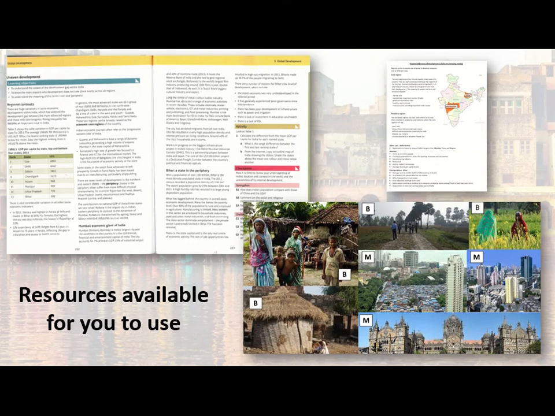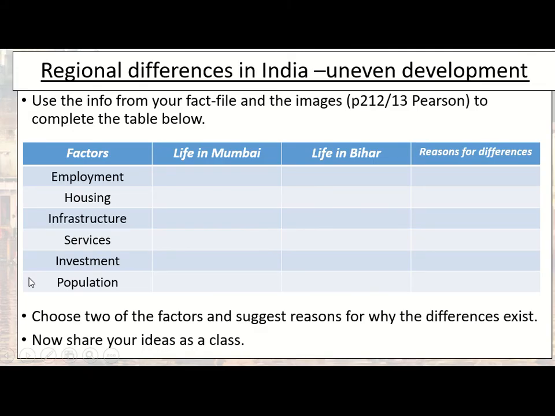Use these 3 resources. So these scan pages, which have got loads of information about uneven development in India. This handout, which has got even more information, and it specifically identifies Bihar and Maharashtra, which is where you'll find Mumbai. So Mumbai, Maharashtra, the core, and Bihar in the periphery. And you've got the images that are on this video, so you can go back to those images to have a little look. And you're going to use these 3 resources to help you complete this table. And as you're at home, if you want to use the internet to help, then you can, but you might be wasting your time a bit.